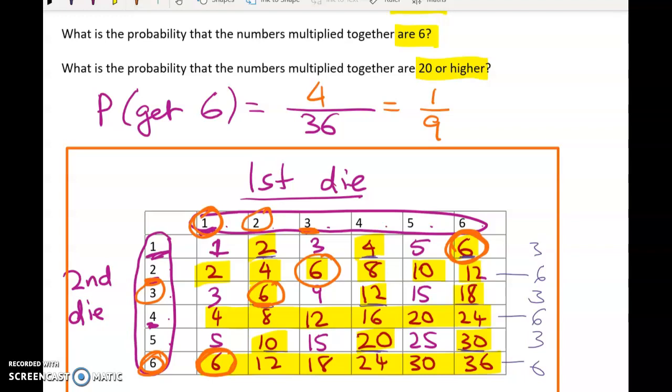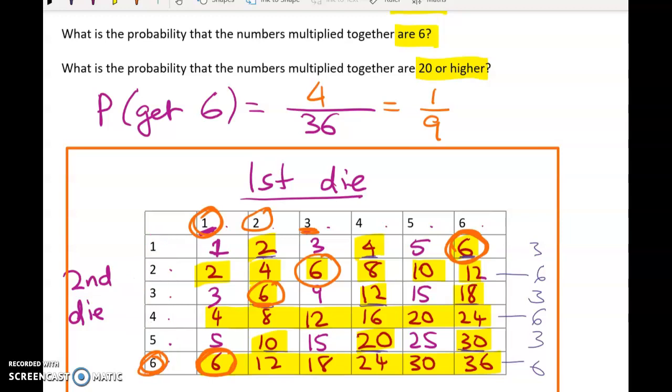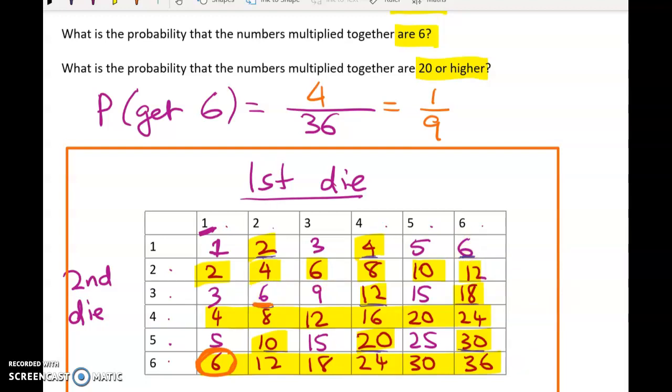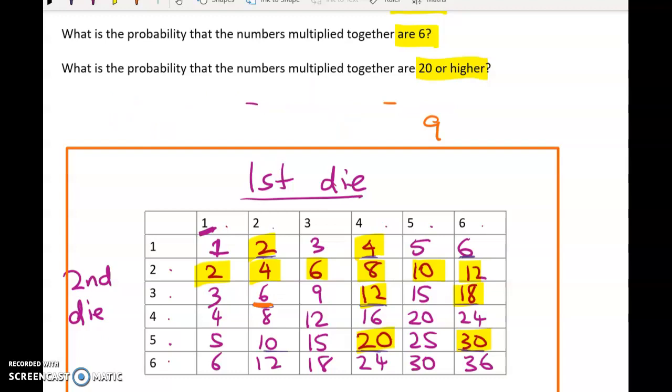Right, now the last one here is looking at the probability that the numbers multiplied together are 20 or higher. So I'm just going to clean some of this up before we go any further. So 20 or higher, let's see. Right, so let's just do in green pen which ones are 20 or higher. So hopefully what you're seeing is that this diagram is a really useful tool to solve problems like this. So 20 or higher.